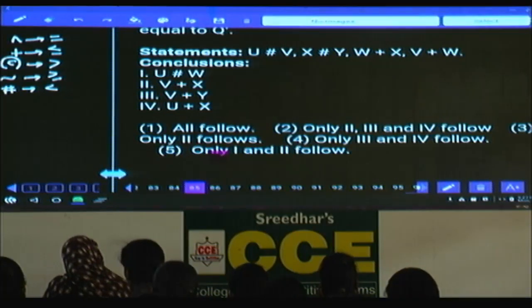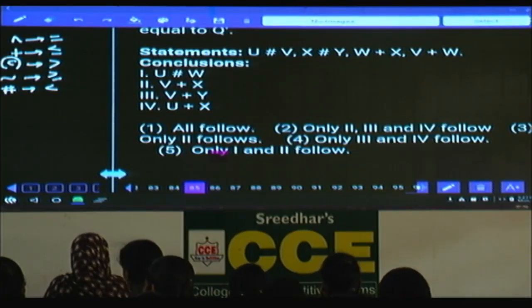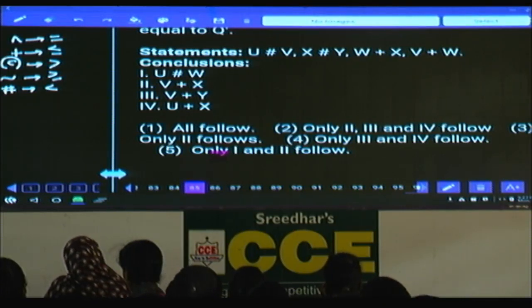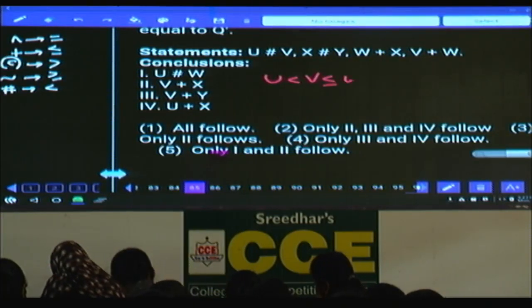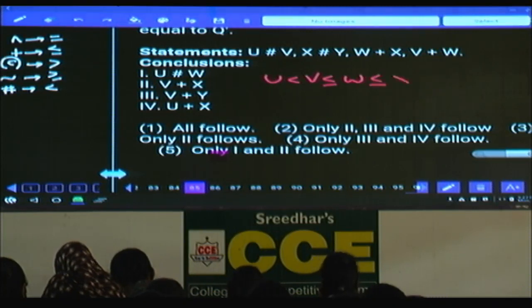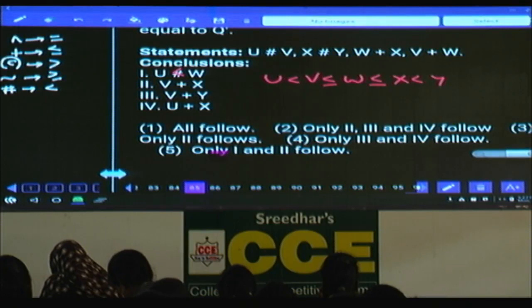Now in this one, U hash V. U hash stands for lesser than, so U lesser than V. Next, V plus: V lesser than or equals to W. And W lesser than or equals to X. X hash Y: X lesser than Y. Now U hash stands for U lesser than W, and plus stands for lesser than or equals to in all these cases.